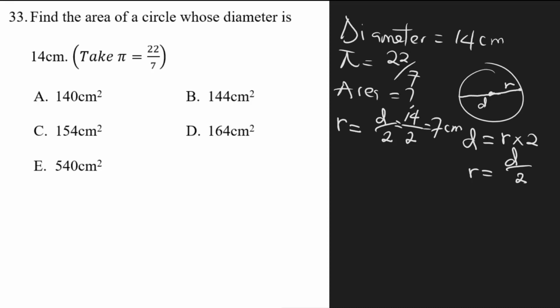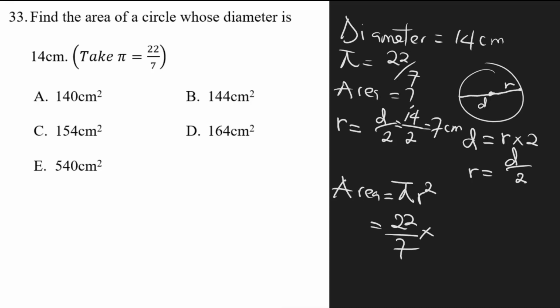I see 7 centimeters. So this is the 7 centimeters we're going to use for the question. Now the area of a circle is given as what? Area equals pi r square, right? So remember that our pi is 22 over 7 times r square. That means r in two places.